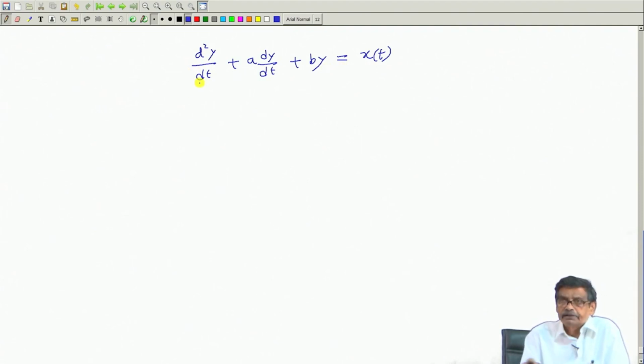By inspection, looking at this differential equation, can I write the nature of y of t in the same way as I have done in the case of a first order system? So, in the next class I will be doing that. Thank you.